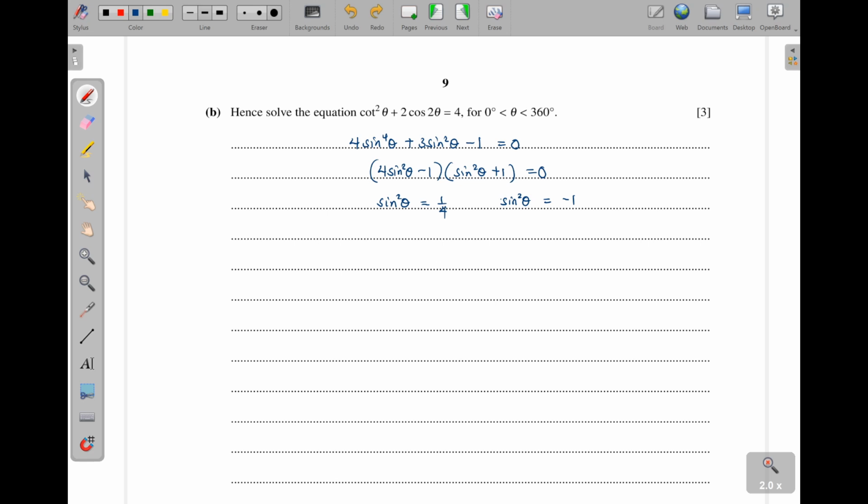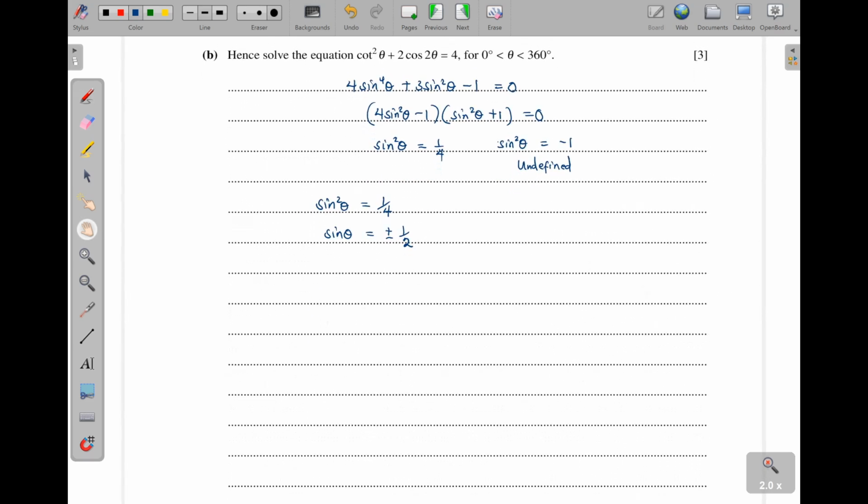Okay. Now from there, of course, this one is undefined because you cannot get square root. We are dealing with real values, so you cannot get the square root of -1. Okay. In other words, you cannot square anything and then you get -1. It is only in complex numbers. So we shall then get sine squared of theta, which is equal to a quarter. And then we take the square roots. So sine theta shall be equal to plus or minus root of a quarter is going to be a half. Okay. Now, we shall have sine of theta is equal to a half. We also have sine of theta, which is equal to -a half.